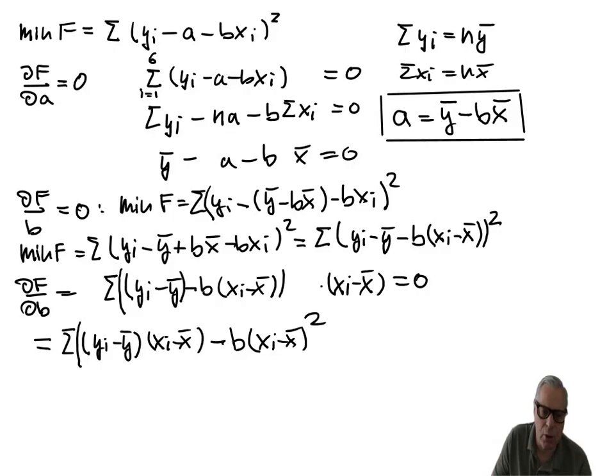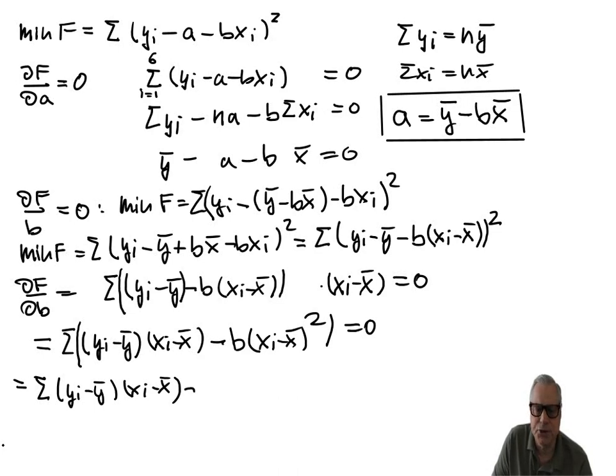Okay, and this is again all in one parentheses. And now I can write the sum individually. So now I get the sum of yi minus y bar times xi minus x bar minus b, that can go in front of the sum sign, xi minus x bar squared equals 0. And you see to the left we have the covariance, and here we have the variance.